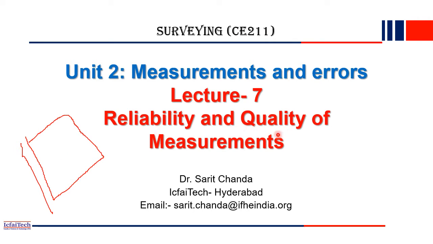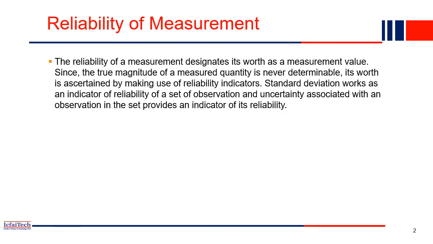And lastly, we have the quality of measurement. We have some tools basically to find out how much quality we have in the measurement. If the quality is within the acceptable limit, then only we'll consider these measurements for the preparation of maps or plan. Otherwise, we have to repeat the process, repeat the measurements in the field. The reliability of a measurement designates its worth as a measurement value, right?